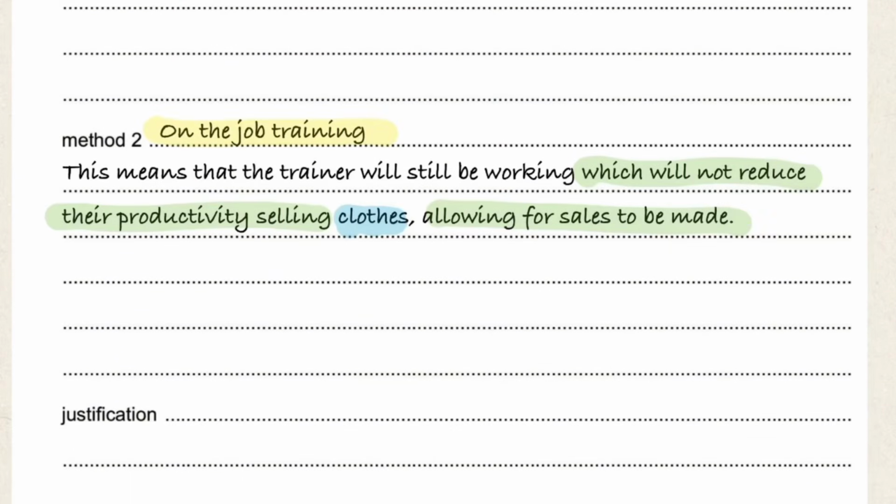Method 2. On-the-job training. Knowledge point. This means that the trainee will still be working, which will not reduce their productivity selling clothes, allowing for sales to be made. The application point here is clothes, and the analysis point is a direct impact of on-the-job training, which is it will not reduce their productivity.